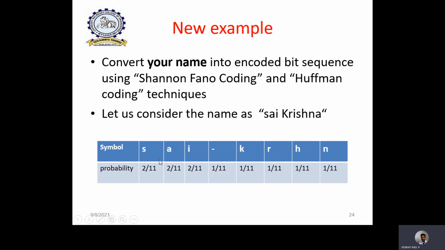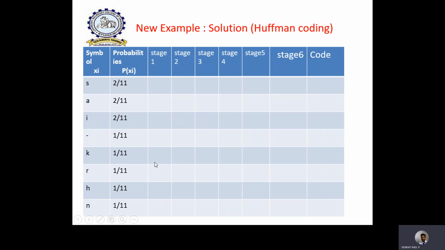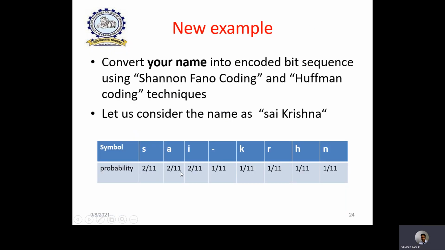Now let us see how these are implemented. The first step is we need to arrange the symbols in the decreasing order of their probabilities. That means, what is the highest probability? 2 by 11. Of course, we have 3 equal values of 2 by 11, so we need to move according to the order of your message.